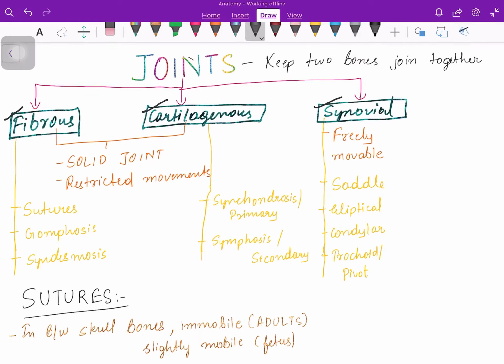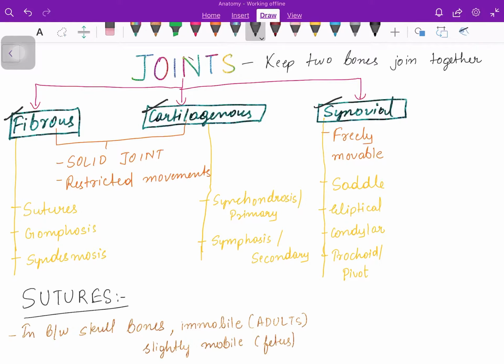Hello guys, today after a very long time we are going to start with an anatomic topic, that is joints, which most of us have already studied and are very much knowledgeable about, but I am here to give a very brief knowledge about joints. So beginning with joints, what are they?